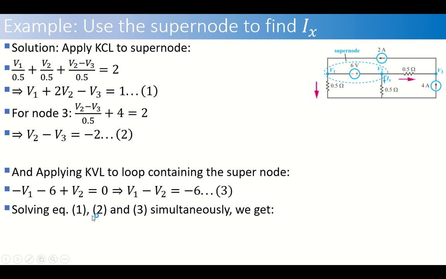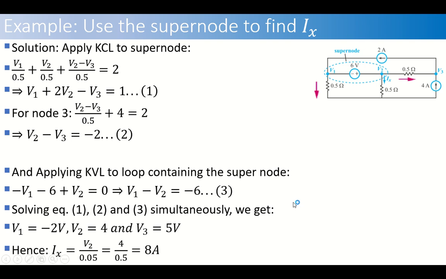Solving equations 1, 2, and 3 simultaneously using Cramer's rule, Gauss-Jordan, or a calculator, we have V1 is equal to minus 2 volt, V2 is equal to 4 volt, and V3 is equal to 5 volts. Since we want to find Ix, remember that Ix is equal to V2 divided by 0.5. This is not 0.05, it is 0.5 only. So 4 divided by 0.5, this will be 8 ampere. This will be the value of Ix, that is the current in the 0.5 ohm branch.